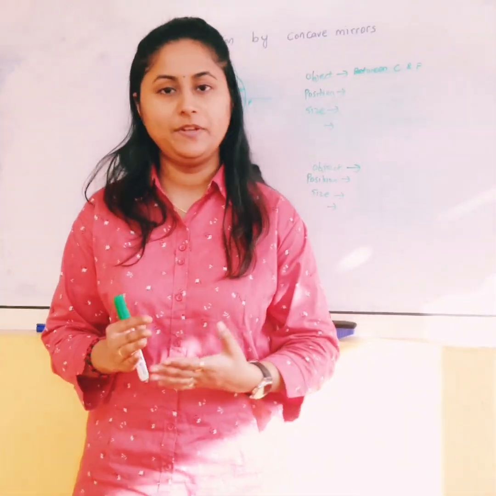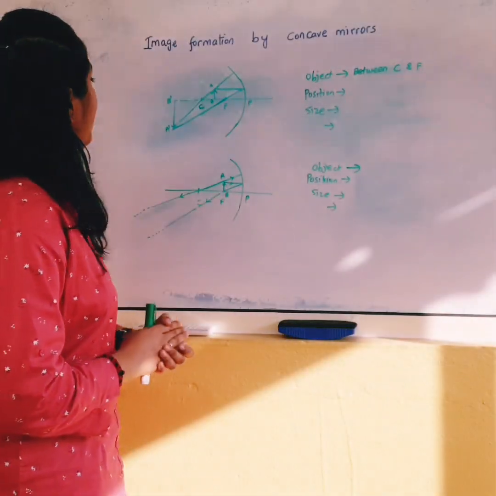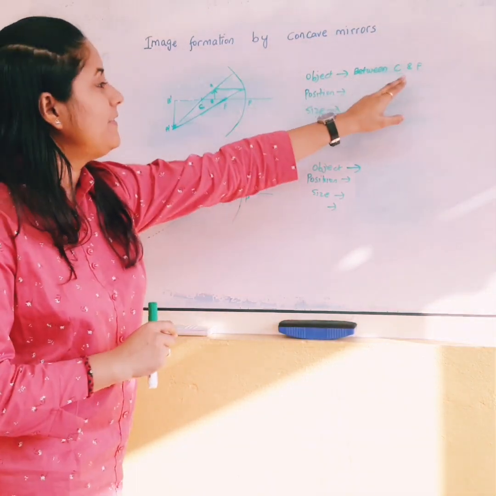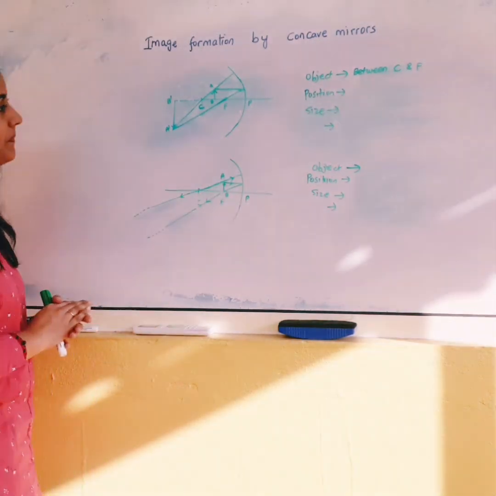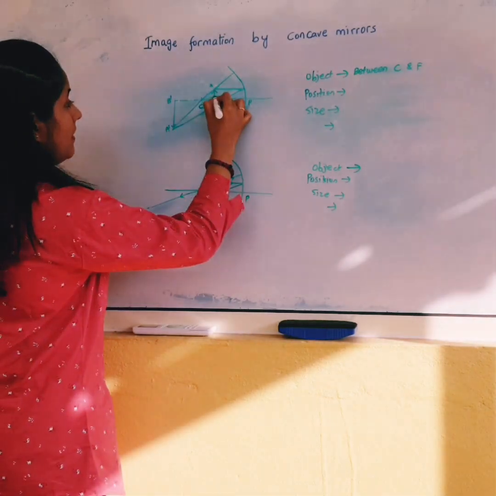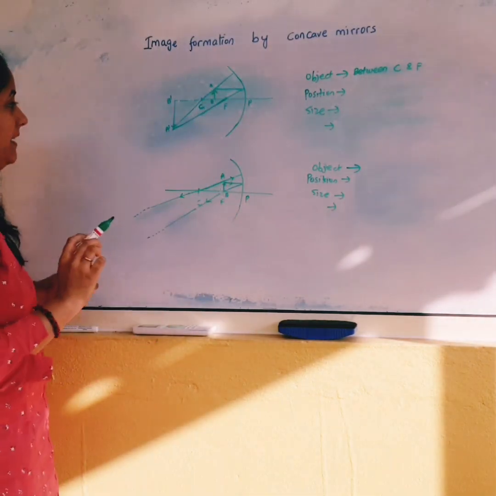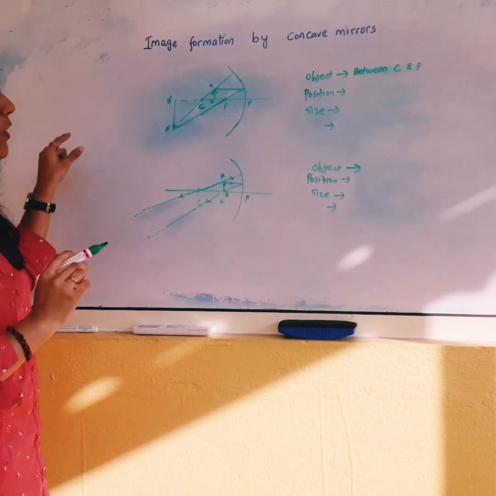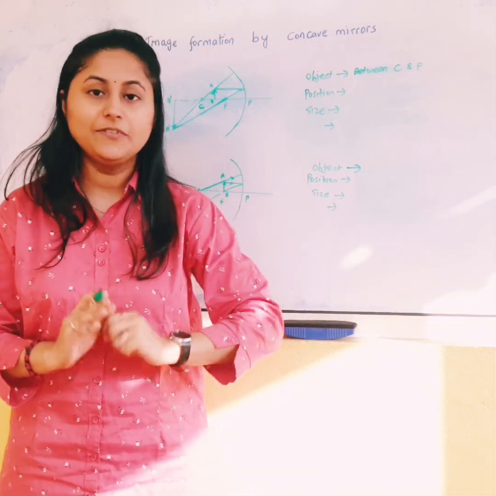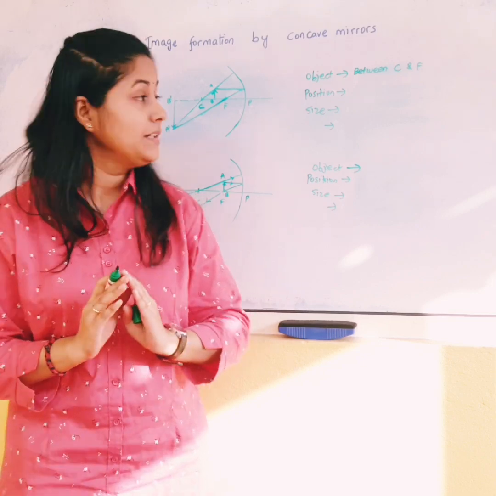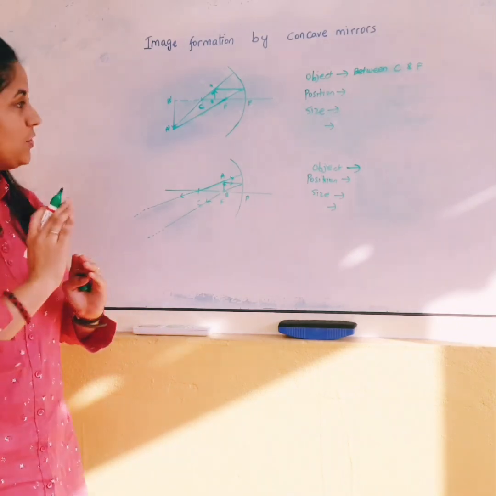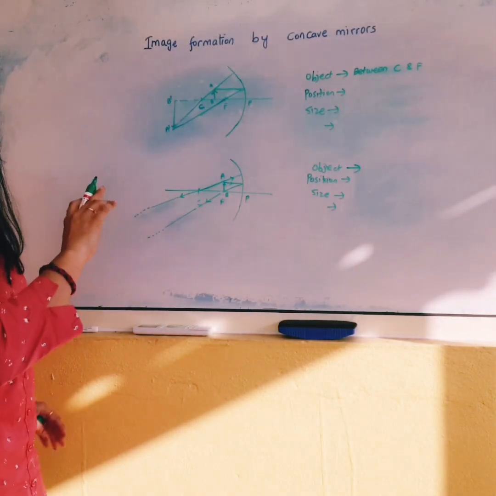So now we have the next case. In this case, now the object is located between C and F. Okay, so the object is located between C and F, and if you look, the image is formed beyond C. So this is similar to that case which we had studied where the object was lying beyond C and the image was formed between C and F. So this is just the opposite of that case.